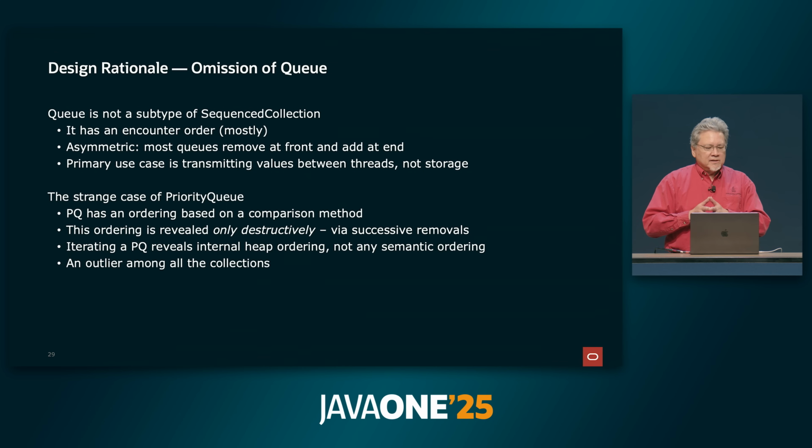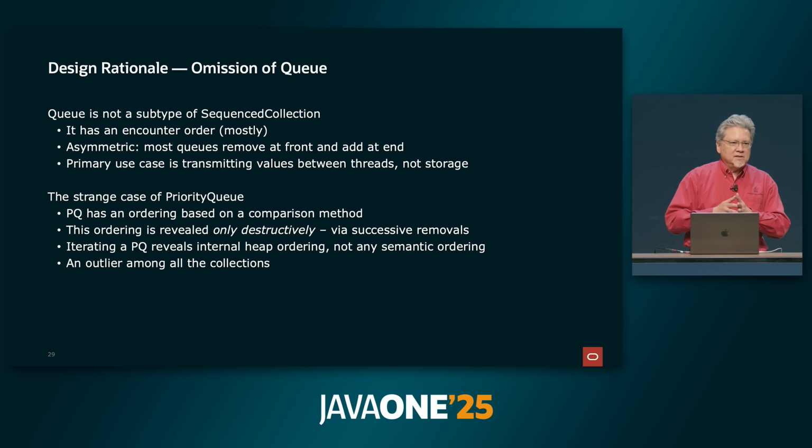But there are also some weird things, like a PriorityQueue actually does not maintain its elements in a particular order. PriorityQueue stores a heap in an array, and the ordering of a PriorityQueue is only expressed when you remove elements from it. So you can only discern the order destructively. It's really weird, so it just didn't fit in the sequenced collection idea. It's also almost impossible to get a reversed view of it. So Queue is not part of the sequenced collections hierarchy because it has its own specialized uses, and I had to leave it out of the sequenced collection family.